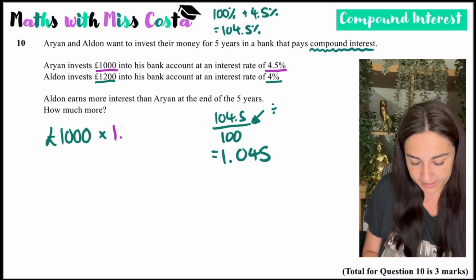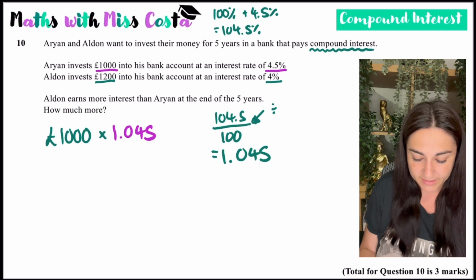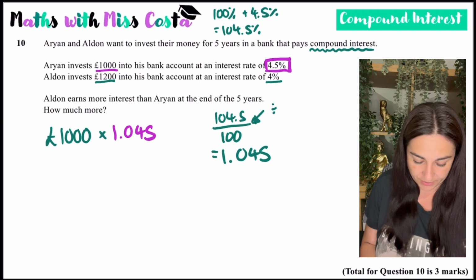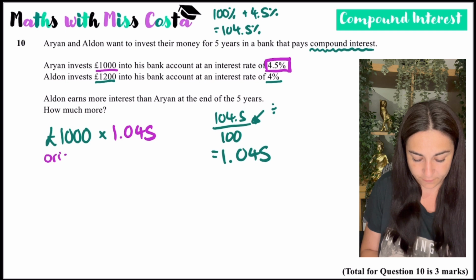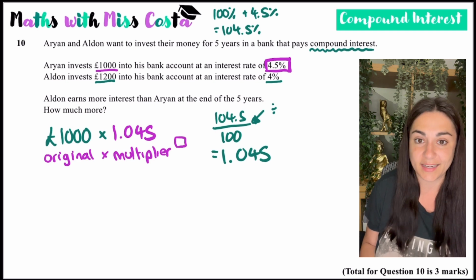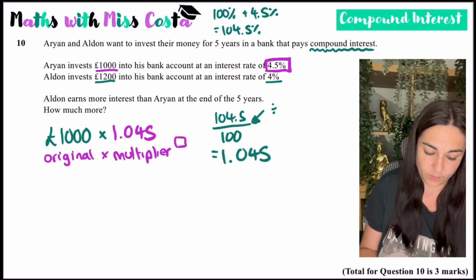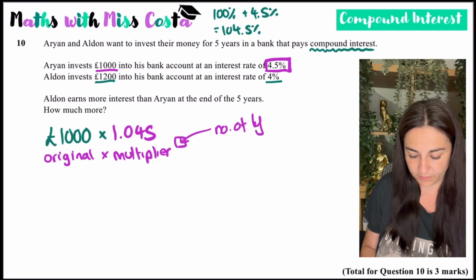So your multiplier is 1.045. And just to recap, the way you get it is you do 100% plus whatever this is, and then you turn it into a decimal. So 1,000, your original value times by your multiplier. So the formula is original value times by multiplier. And then it's to the power of whatever the time period is. So it might be minutes, months, or whatever. Usually with compound interest, it's number of years. So it's going to be to the power, in this case, of the number of years that you're investing.